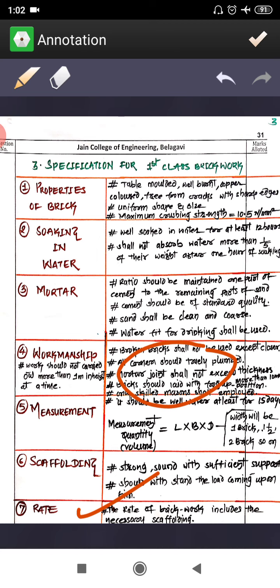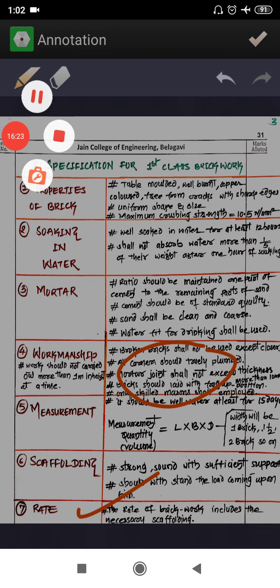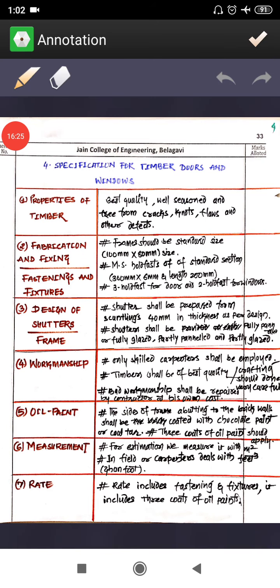Now this is all about the first class brickwork. Then we'll go for the next. Okay, so the next specification is about timber doors and windows. So this is the timber work. For timber work, I have the set sequence as properties of timber, then fabrication and fixing. It includes the fastening and fixtures fixing, then design of shutter and frame, then workmanship. You're supposed to paint that work, then measure it, and then go for the billing work.